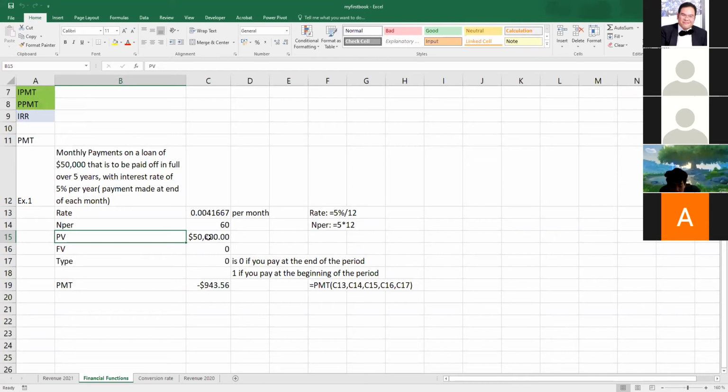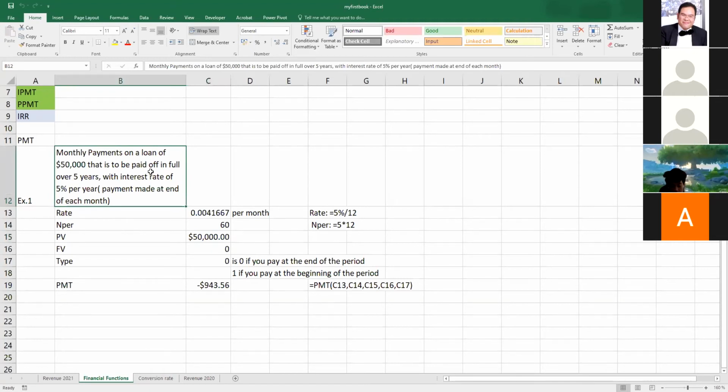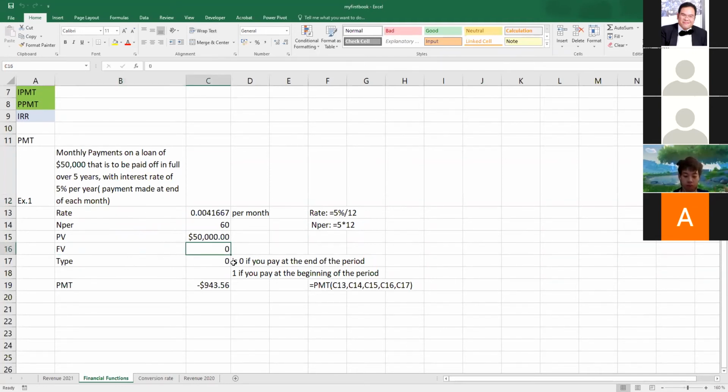Bear in mind that when the money is with you, in your pocket, the value must be positive. So you can see that the present value here is $50,000. When we say that we want to pay off the debt or the loan in full, that means on the last day when you finish the contract, the money that you owe is $0. That means the future value, or FV, in this case is 0, because you want to pay off the debt.